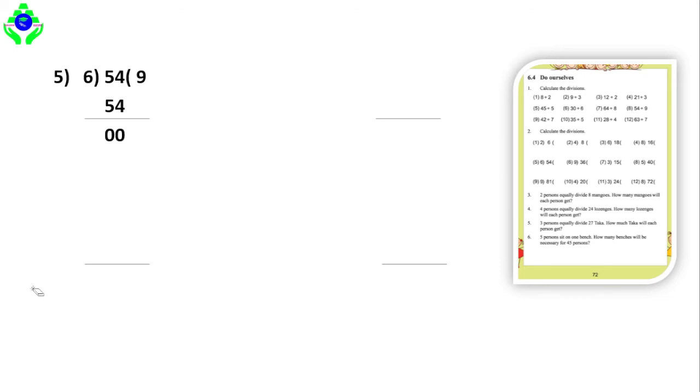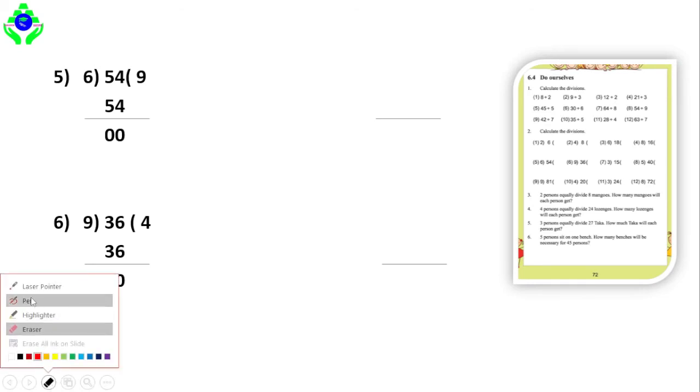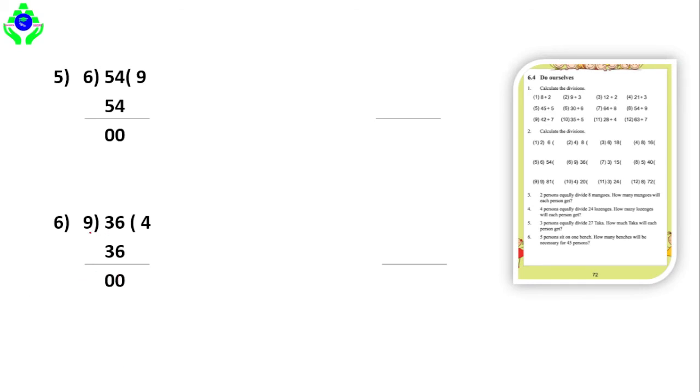Now, it's the solution of question number 6, where the question is 9 divided by 36 is equal to what? You know that 9 into 4 is equal to 36, and 6 minus 6 is equal to 0. 3 minus 3 is equal to 0. So the answer will be 4. That means if we multiply 9 with this 4, the answer will be 36. So I hope you were able to understand these types of questions.